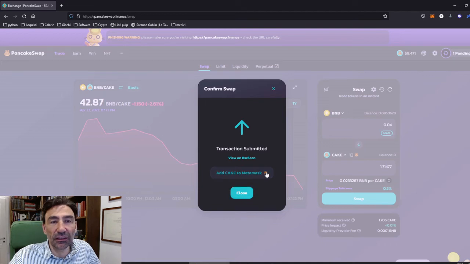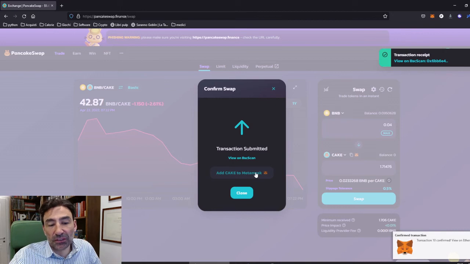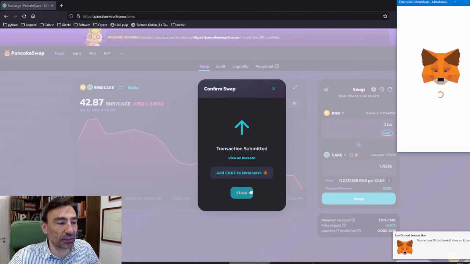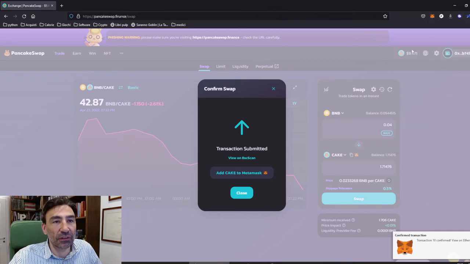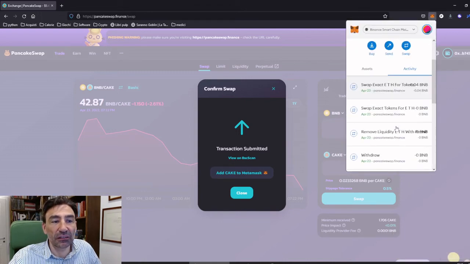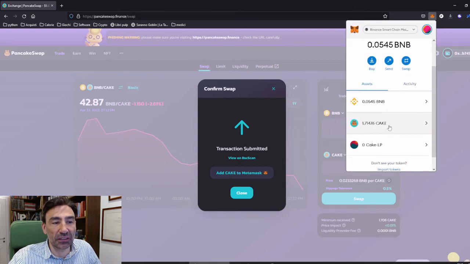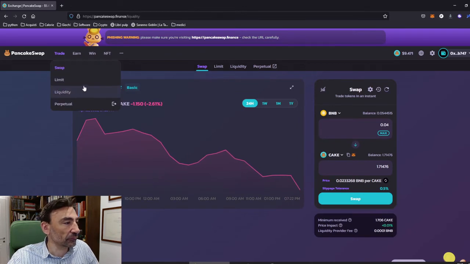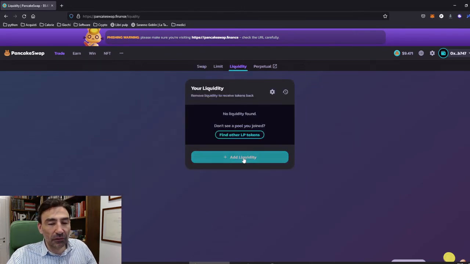Okay. And in case you don't have Cake as an asset, you need to add it to MetaMask, because MetaMask by default has only the native currency, which in this case is BNB, because we are on the Binance Smart Chain. So I add Cake to MetaMask. I have already added it, but I just showed it to you. This doesn't add your amount of Cake. Simply it tells MetaMask to display Cake. Okay, so now among my assets, it displays Cake. Now I go to liquidity pools. Add liquidity.